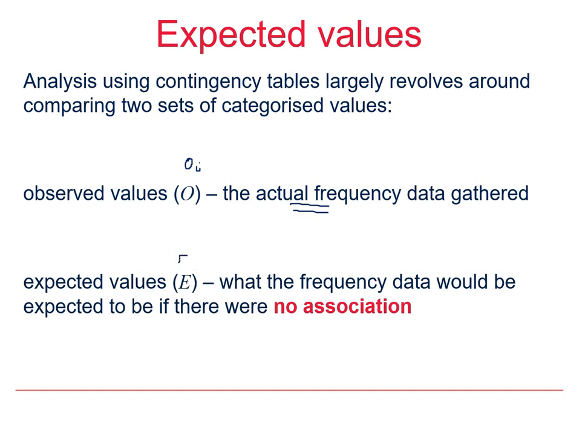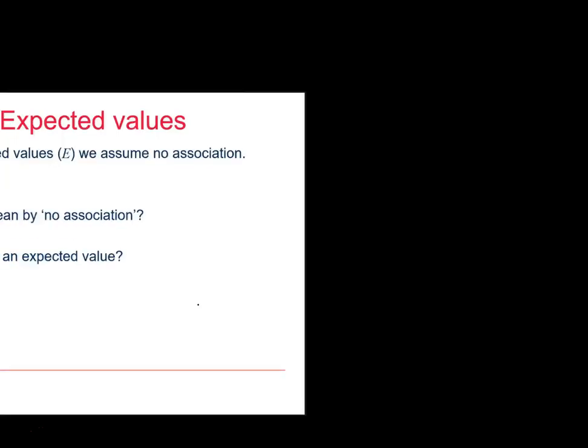And then we compare those with our expected values or frequencies, and those are what the frequency data would be expected to be if there was no association between the variables. And it's very important to bear that in mind, because this will actually enable us to construct our null hypothesis, because only in the case of no association can we actually evaluate what the expected values should be.